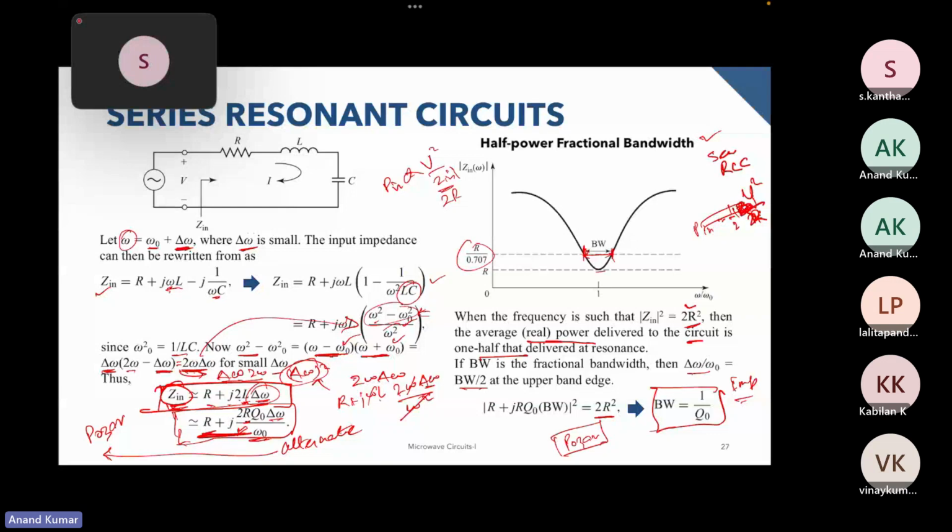The maximum power is received at the resonance frequency, and at some delta value over here or delta value over here, we will receive half the power as compared to the power received at resonance. And this particular bandwidth of the frequency where we are receiving half power is referred to as the half power fractional bandwidth, and we can calculate it, and this will turn out to be 1 by Q naught.